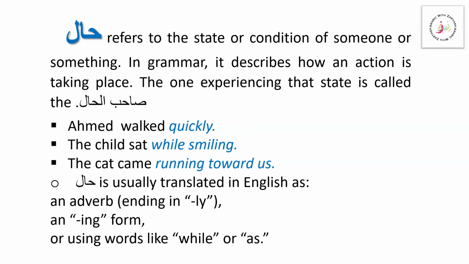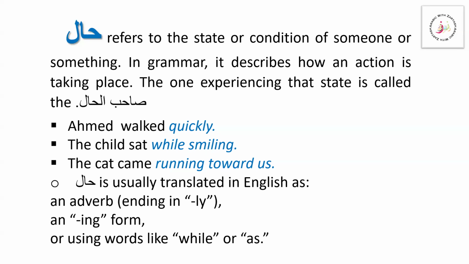We can notice that it is coming with an action, and the hal is just describing the state or the condition at that moment. We can simply say that it answers the question how, like kaifa. So Ahmed walked quickly. Then the next example is: the child sat while smiling.